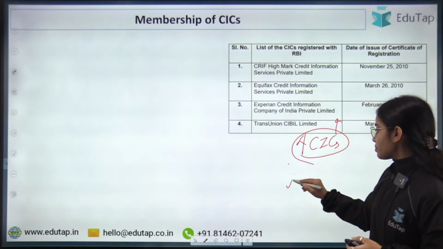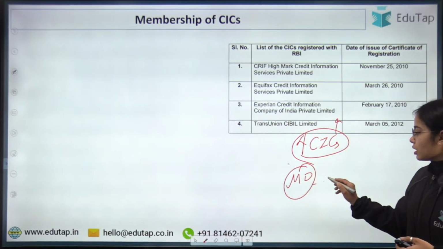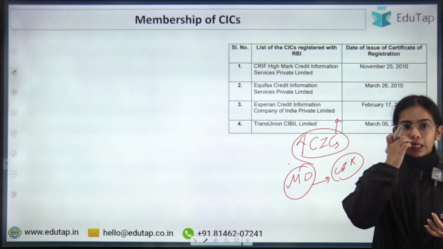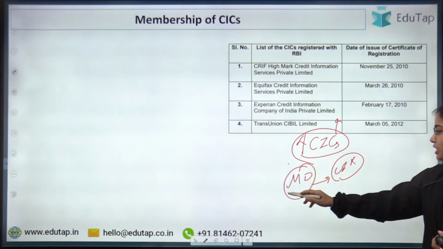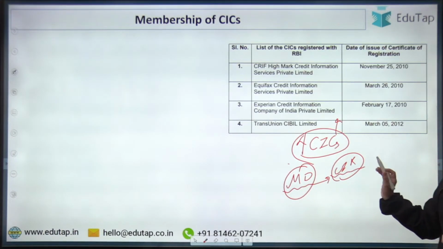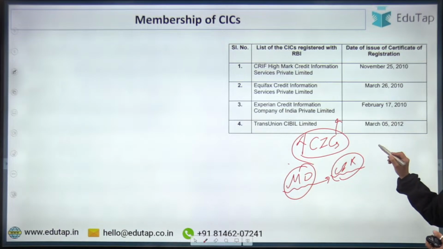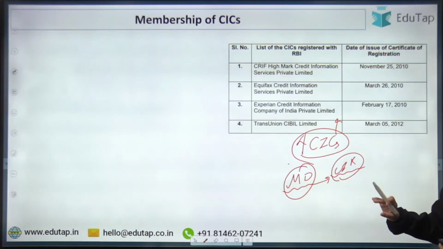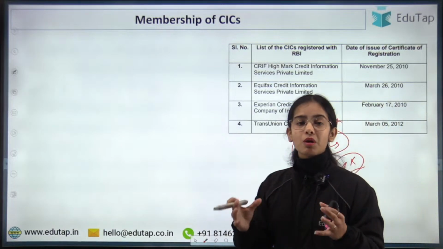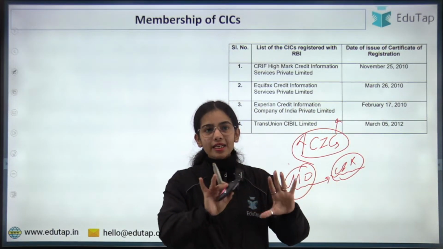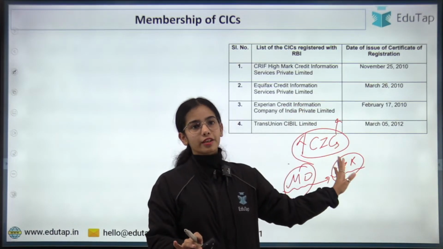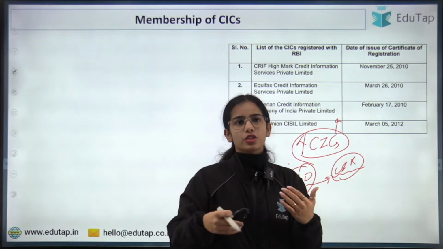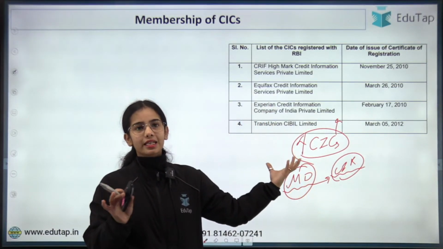So RBI has released the Master Direction for the credit information reporting, on how the credit information reporting should happen. Now, this Master Direction is released to consolidate all the different instructions released by the Reserve Bank of India, as well as to standardize the process for all the credit information companies, for them to follow a single, standardized process.